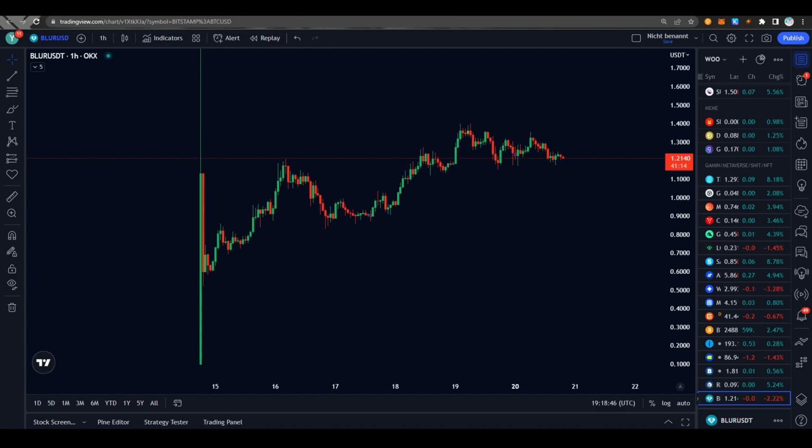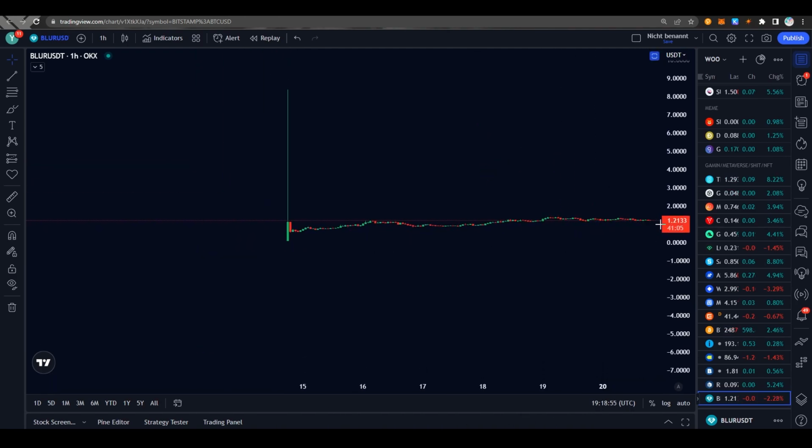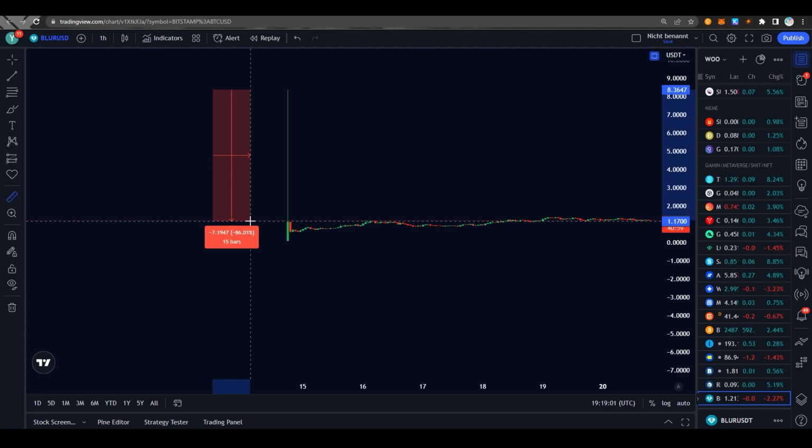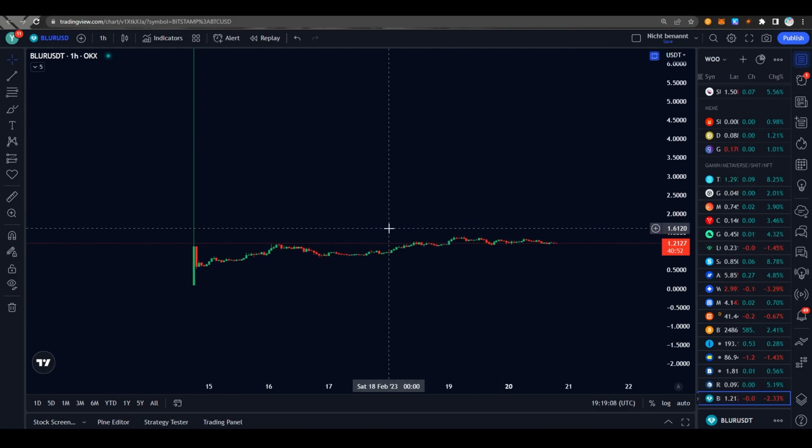So I have a super hot altcoin, it's called Blur. It just started out a few days ago. I'm going to explain the price action that we could see here and why it went so low, like 83% down. Is it going to go up? Let's take a look at this.